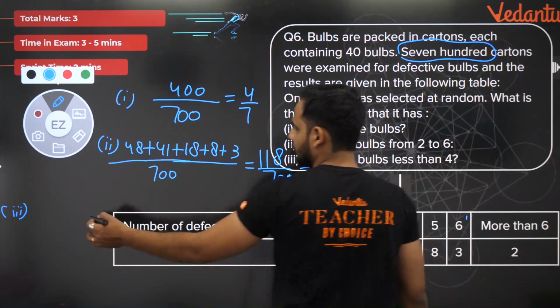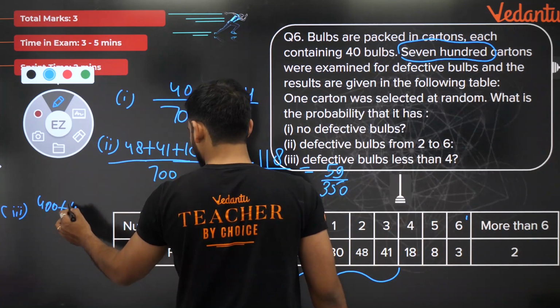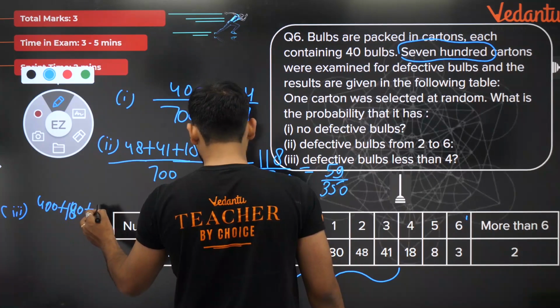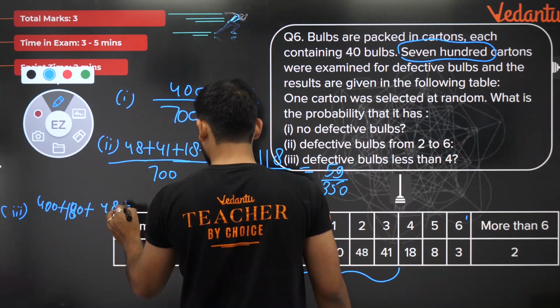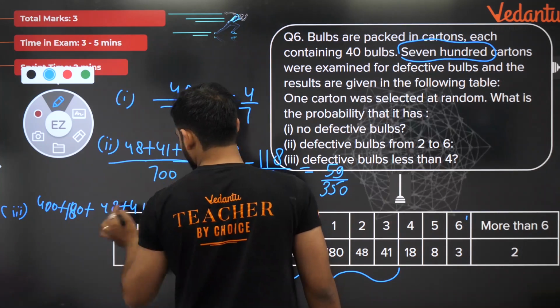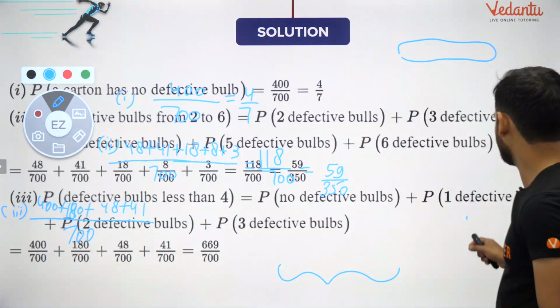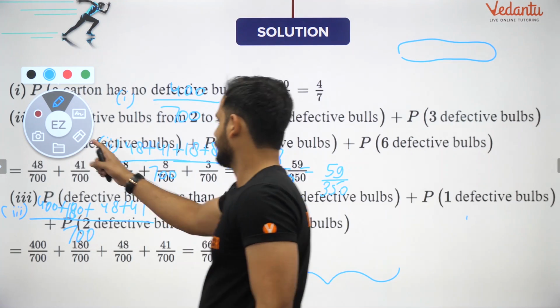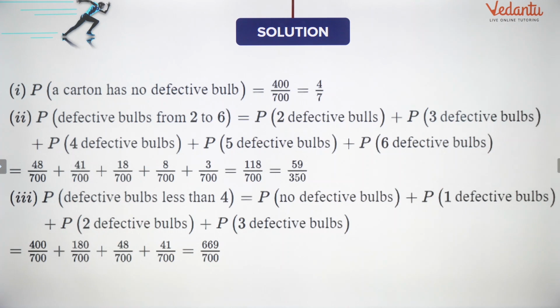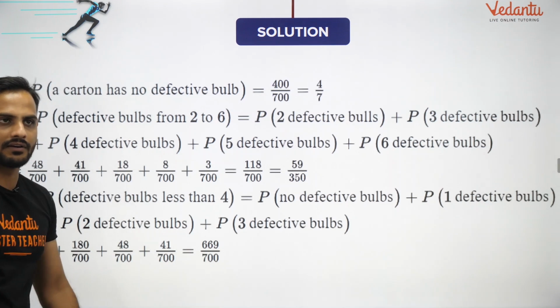So the probability will be equal to 400 plus 180 plus 48 plus 41 plus 41, only up to this, divided by 700. So add all. So at the end you'll be getting 669 by 700. So these are your probabilities: 4 by 7, 59 by 350, and here 669 by 700.